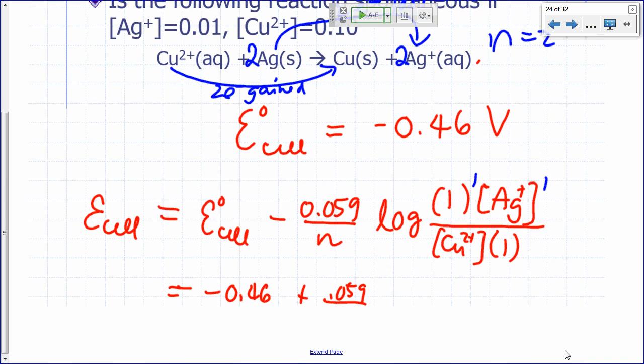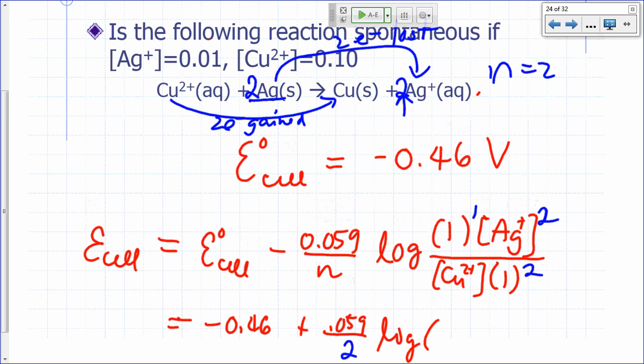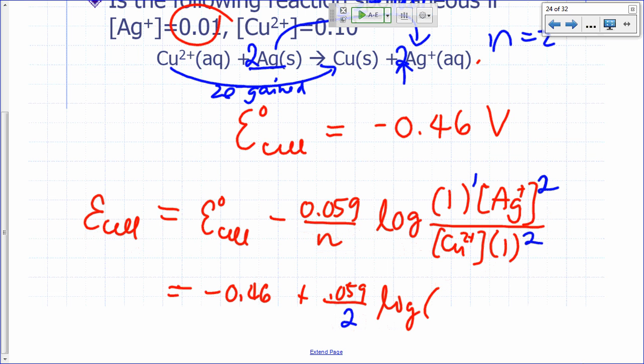So if N equals 2, I divide that by 2, and then take the log of, what's your silver concentration? That makes a big difference now. There's a 2 there, so that should be squared. And your silver right here should be squared, but 1 squared is the same thing. So log, what's the silver concentration? 0.01. So that's 0.01 squared divided by the copper concentration, which is 0.1.